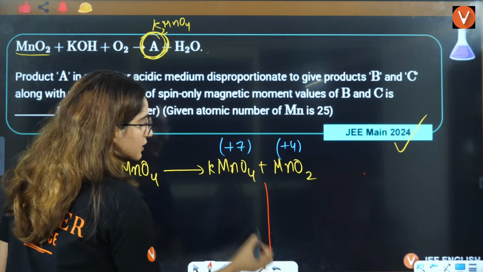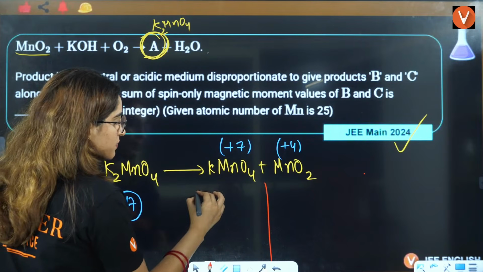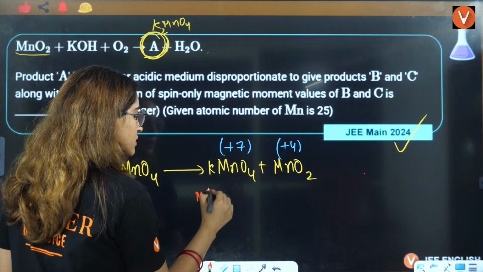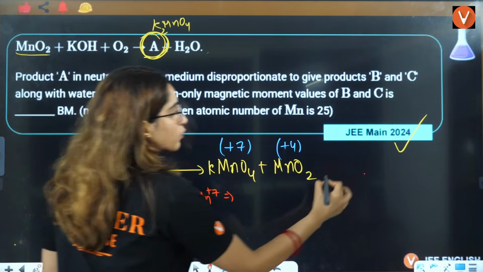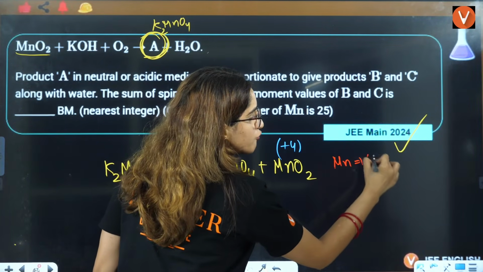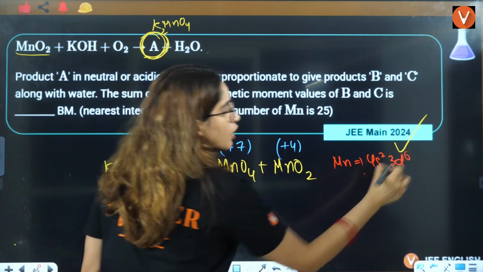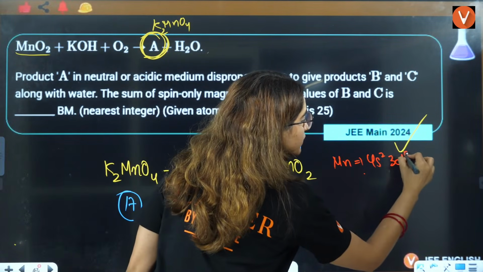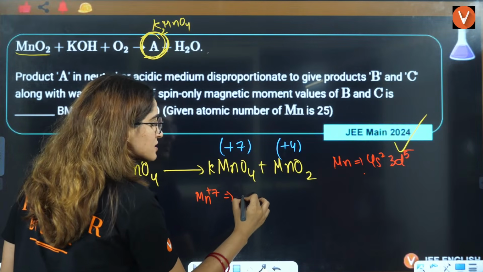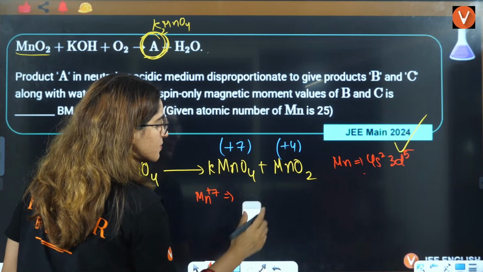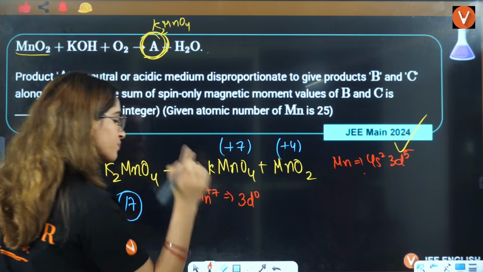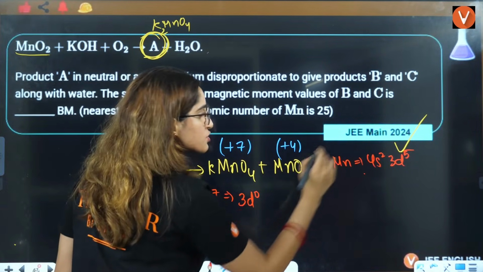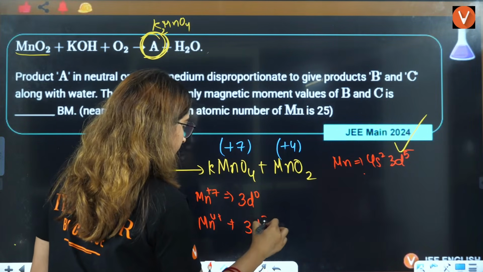If you see here, what is KMnO4? It is in +7. So Mn7+ is nothing. We know that Mn is 4s2 3d5. So for Mn7+, you take out 7 electrons from here. 7 electrons taken, it will be 3d0. Simple. Now Mn4+ will be what? 2 electrons from here, 2 from here, it will be 3d3.